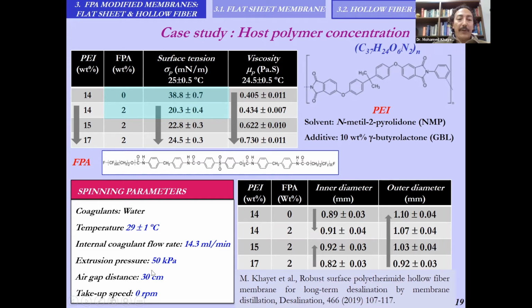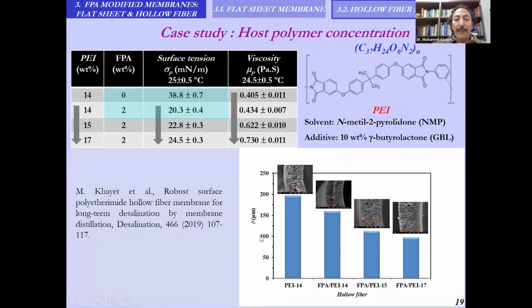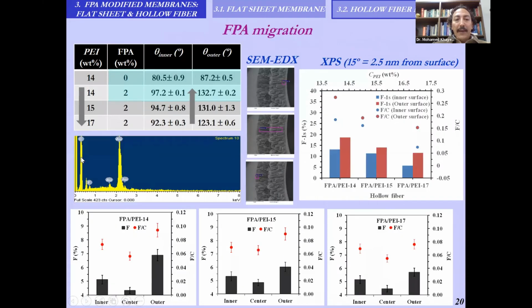All other spinning parameters were maintained the same, and we observed a reduction of the outer diameter of the hollow fiber upon the addition of FPI in the polymer solution, and also with the increase of the concentration of the host hydrophilic polymer. This also affects the thickness. These are some SEM images of the cross-section of the hollow fibers.